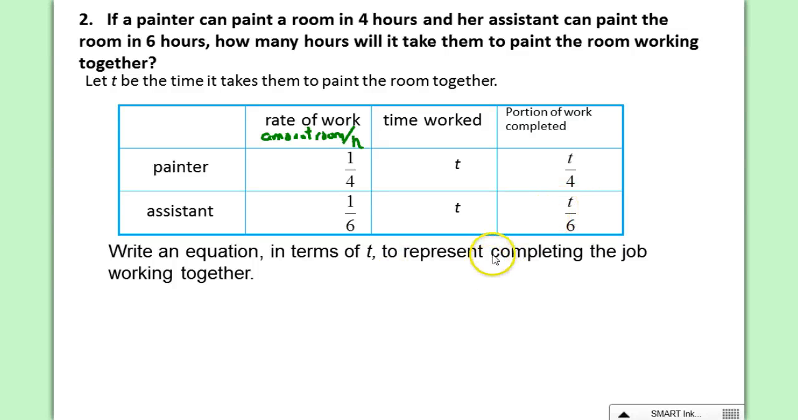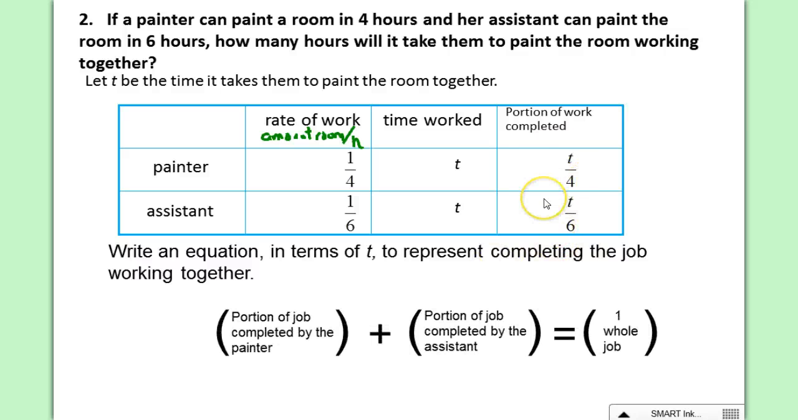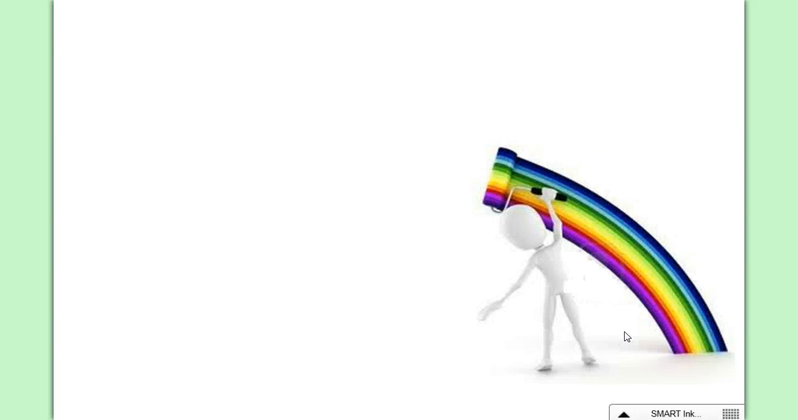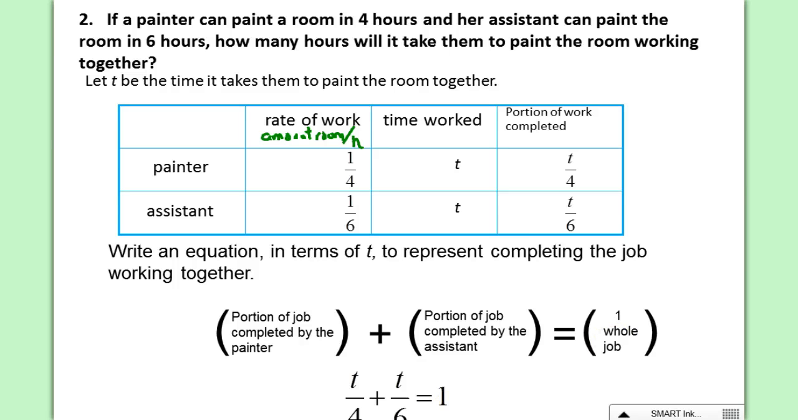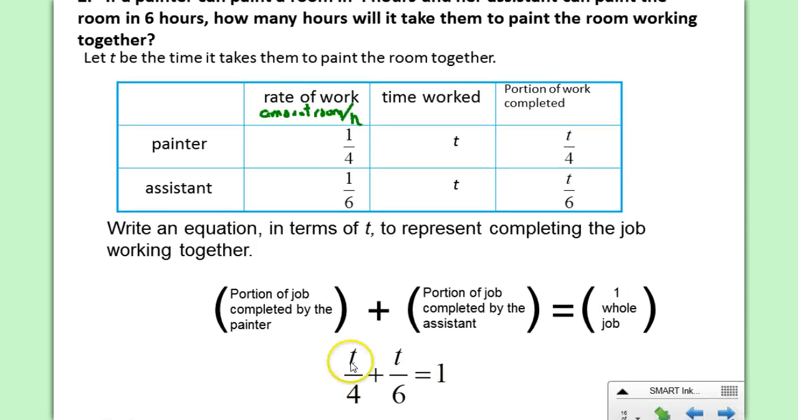When we write the equation, we ask, what do we want these two to add up to? We really want the portion done by the painter and the assistant to add up to one whole job. So that's a pretty simple little equation: T over 4 plus T over 6 equals 1. Nice. What have we done? We defined our variables. We filled out the chart. We thought about the question. We built an equation, and therefore we can now use our skills, and the hard part's done.